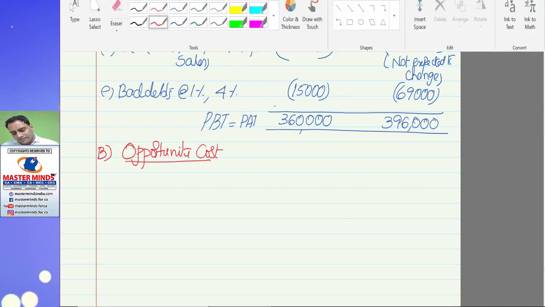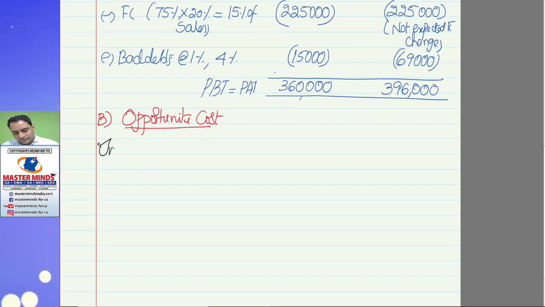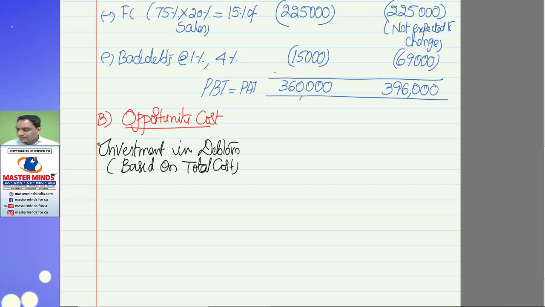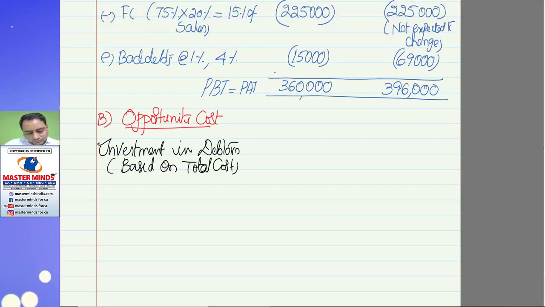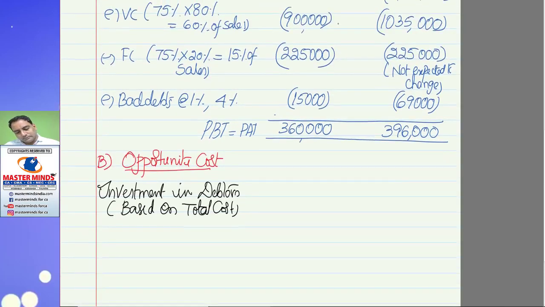B. Opportunity cost. First, find out investment in debtors. Since we don't have any specific method, we can take three methods: sale value, total cost, and variable cost. I am considering based on total cost. So total cost means variable cost plus fixed cost.